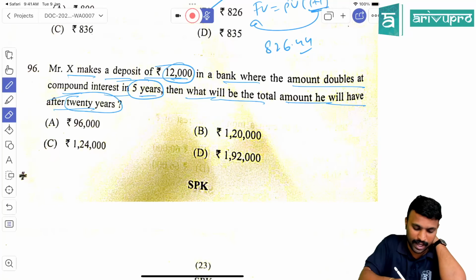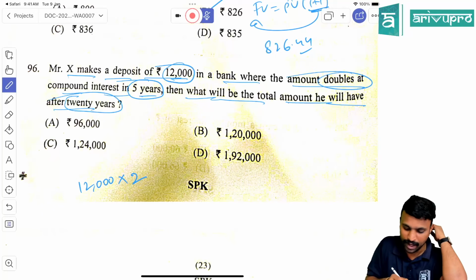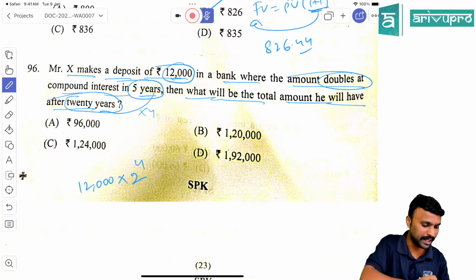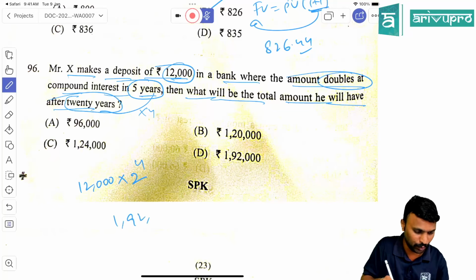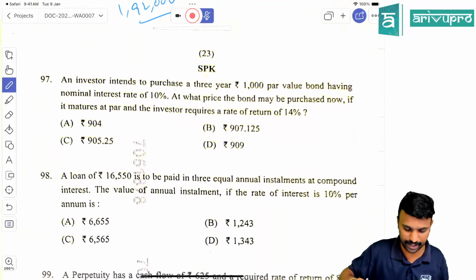Please understand, the amount will be the first amount A1 into, because the reference is double, power, since the time is 4 times here, so you take it to the power. So 12,000 into 16 it is. 12,000 into 16, which is 1,92,000. Option D is the right answer.